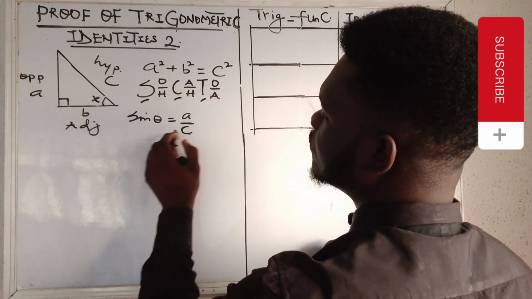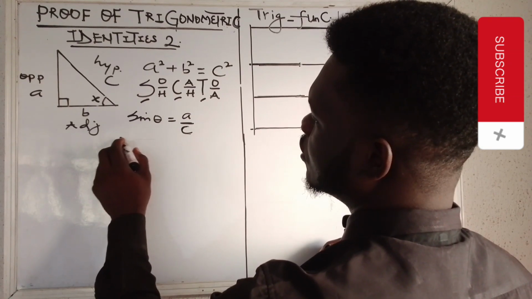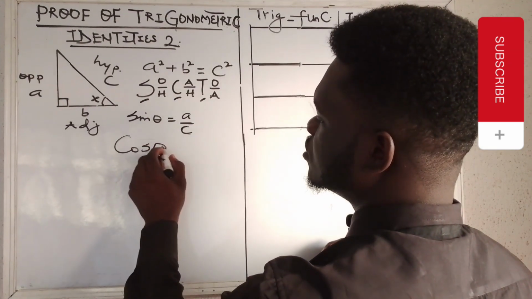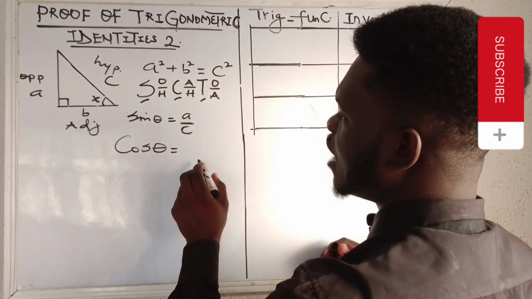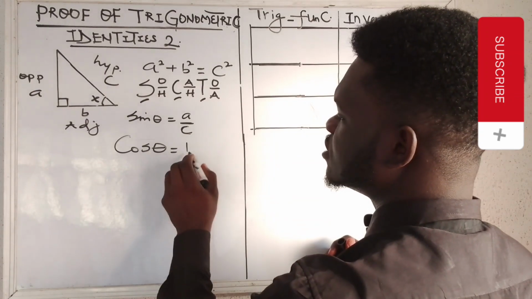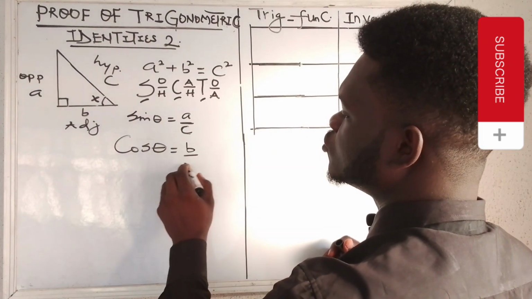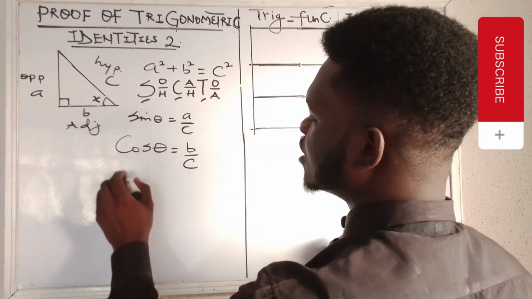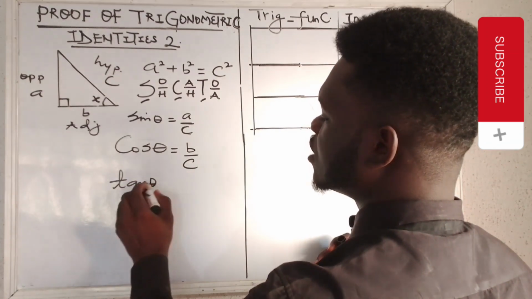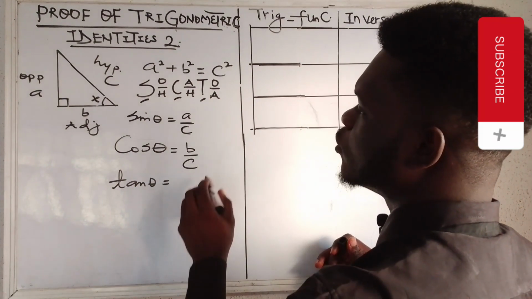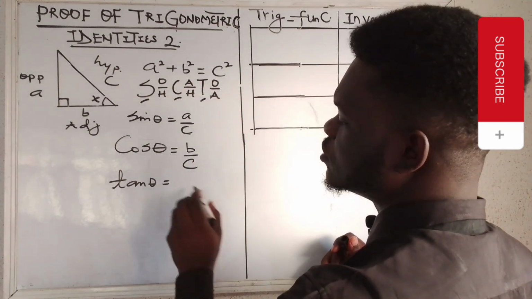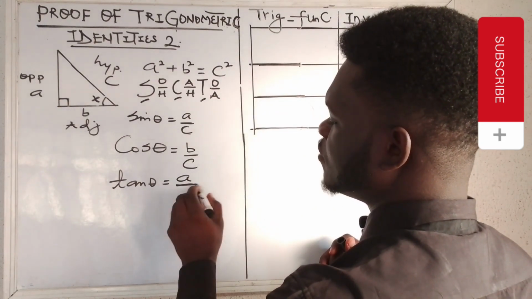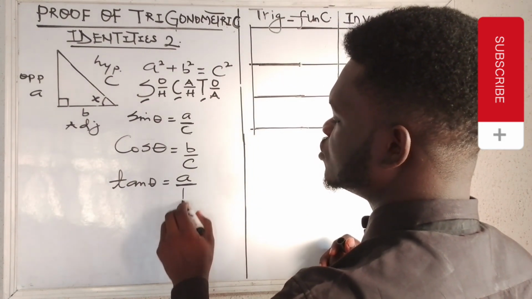So what do we have? We have cos theta. Cos theta equals adjacent over hypotenuse. The adjacent is B over hypotenuse, which is C. Then we have tan theta. Tan theta equals opposite over adjacent. The opposite is A, all divided by adjacent, which is B.